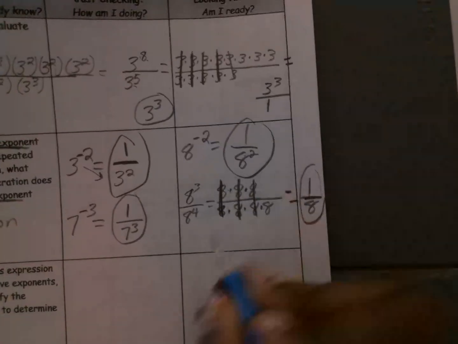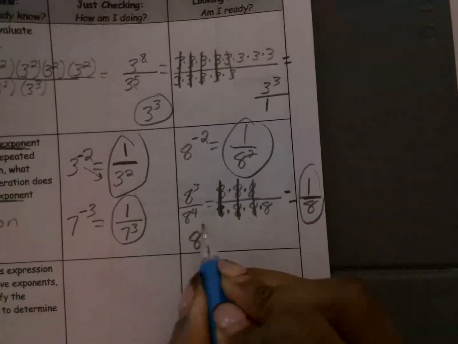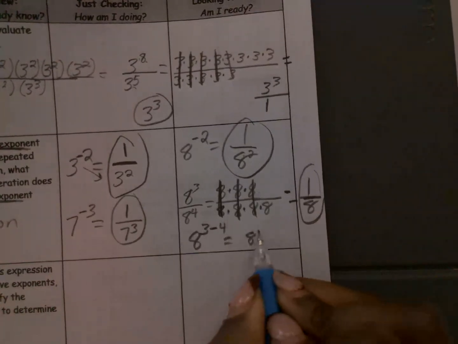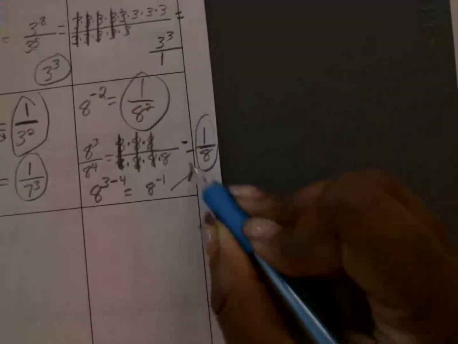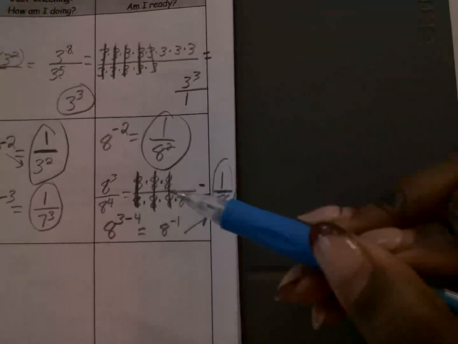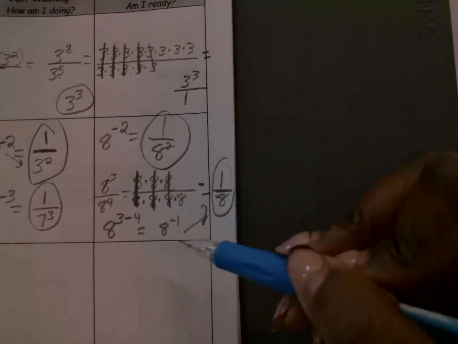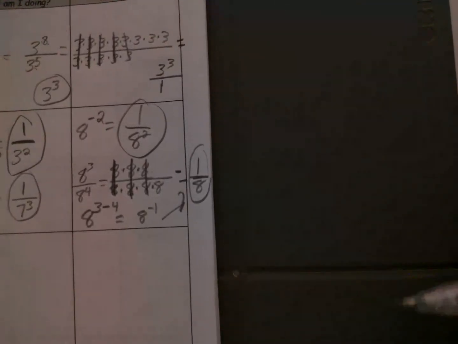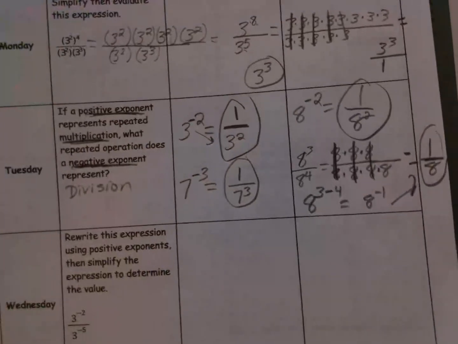If I subtract the exponents, what does that give me? What's 3 minus 4? Negative 1. This is my answer here. When you see a negative exponent, that means the top number was smaller than the bottom, so you write it like this. All right, let's move to Wednesday.